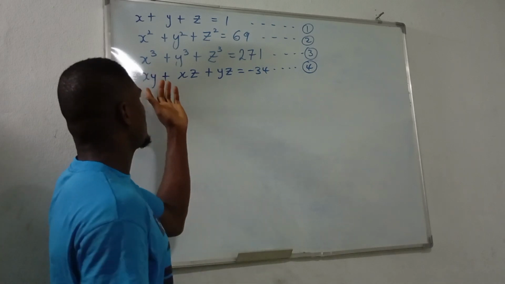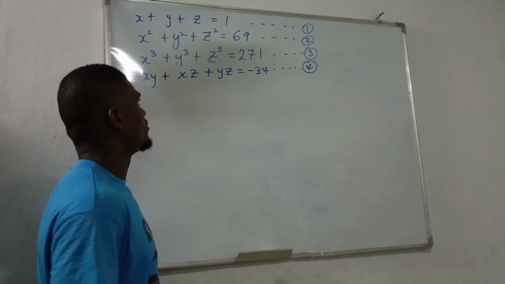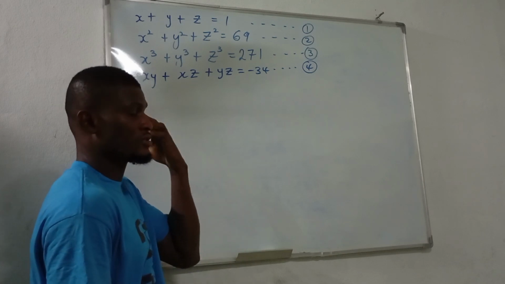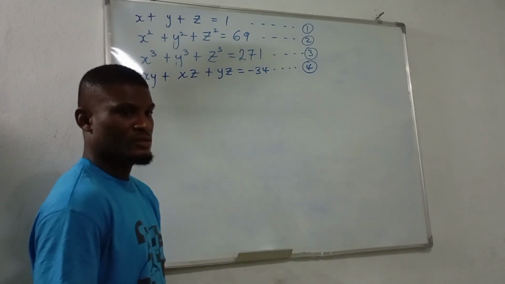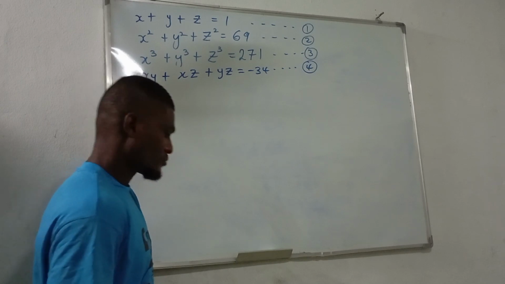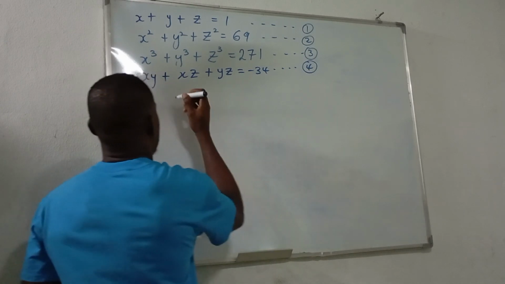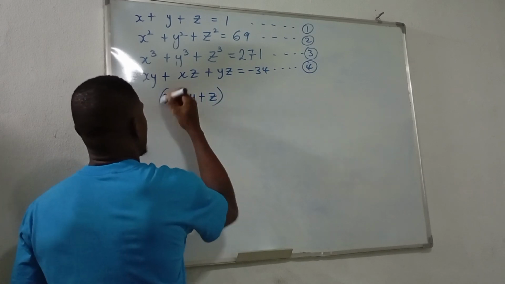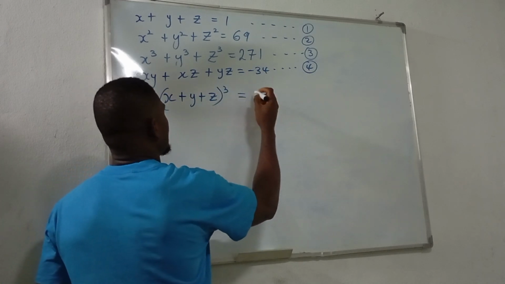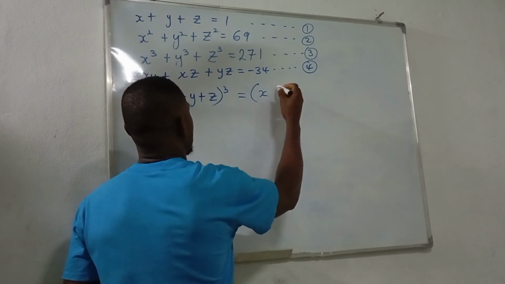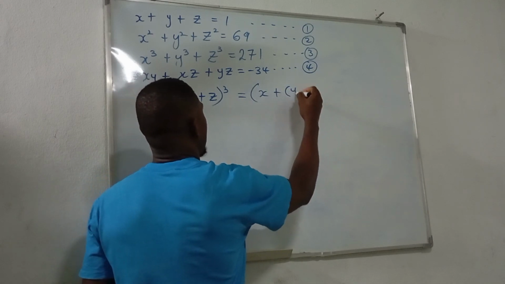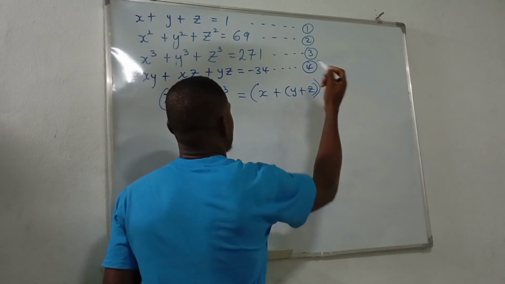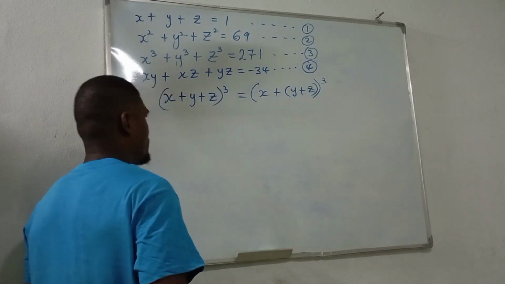All right, so this xy plus xz plus yz goes to make it negative 34, that is minus 34, and that's our equation 4. Now we're going to expand again, x plus y plus z to the power of 3. And just like we did before, we're going to take x as one entity and then y plus z. We're going to put it together, all to the power of 3.